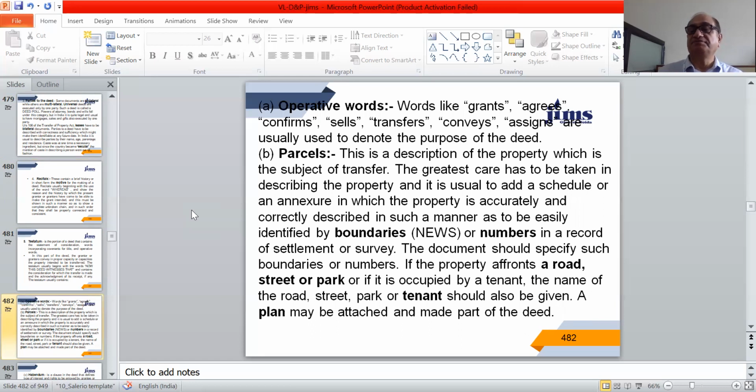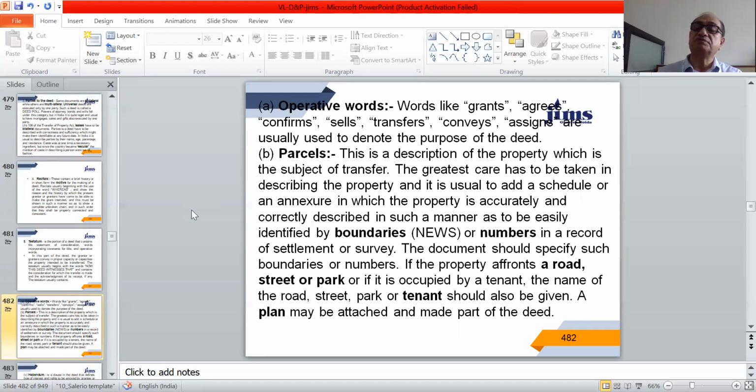Then parcel of the land. Parcel of the property is also a component of the deed. This parcel means the description of the property which is the subject of transfer. And greatest care has to be taken in describing the property, and it is usual to add a schedule of property or an annexure in which the property is accurately and correctly described in such a manner as to be easily identifiable by boundaries. Boundaries means what is situated in the north of the property to be sold, what is situated in the south, west, and east of the property to be sold.